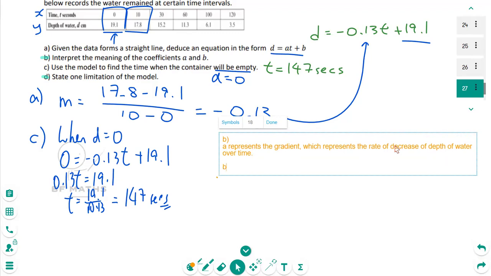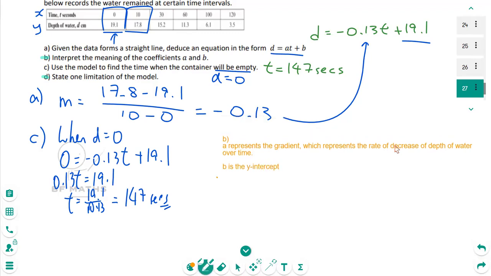Now, B is the y-intercept. So what is the y-intercept? The y-intercept means x is 0. So when x is 0, in this case, x is time. That means time is 0. When we say time is 0, we use the word initial. So when x equals 0, that means the y-intercept.